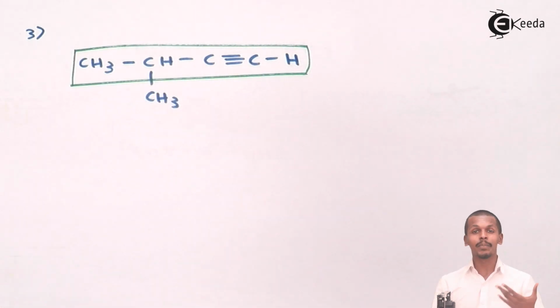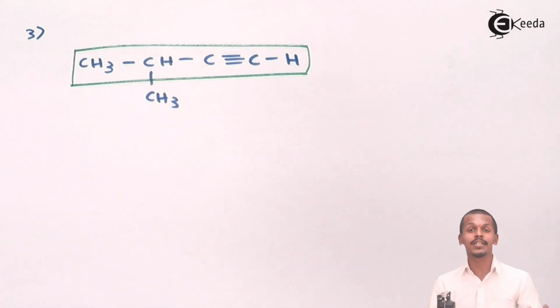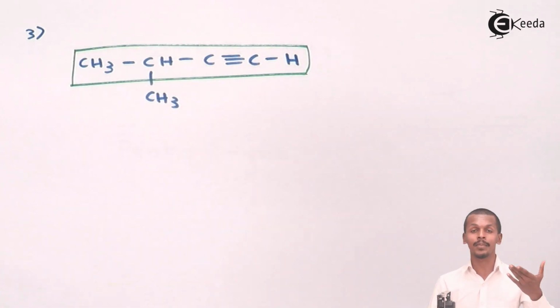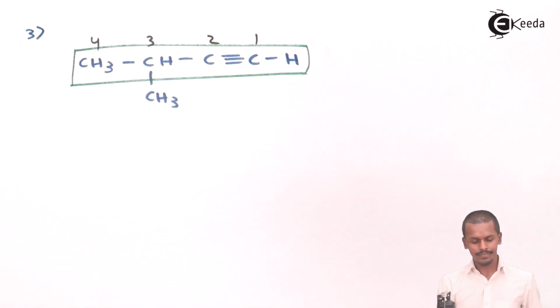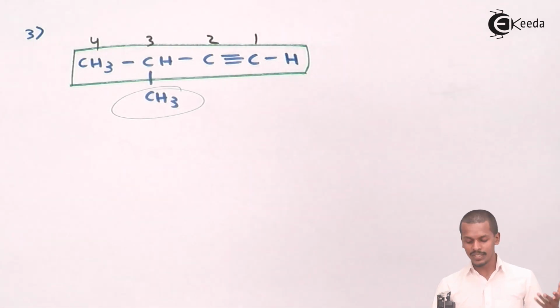So therefore, in this case, the branching is not the main concern. The main concern is the carbon-carbon triple bond or the carbon-carbon double bond, or we could say the carbon-carbon multiple bond. So that's the reason we have to number it from that end where we could give the lowest number to the carbon-carbon triple bond. So we will number this as carbon number 1, 2, 3, and 4. In this case, the third carbon atom is attached with the methyl group, and that is on the third position.